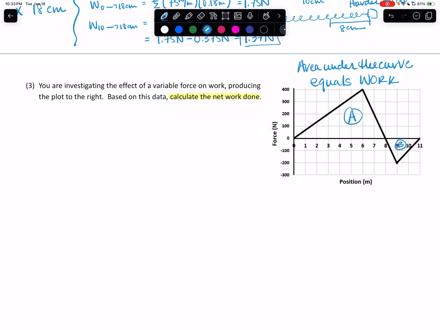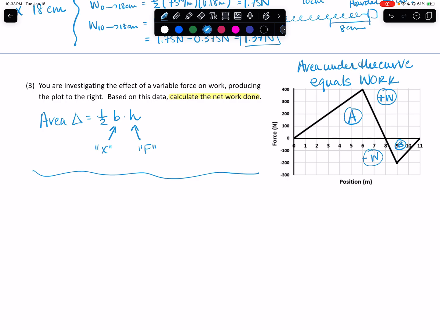All right, up here we're all positive force values, so this is going to be positive work, and down below we'll have negative force values. This will be negative work. All right, again, remember the area of a triangle is equal to 1/2 the base times the height. Okay, in this case, the base is our displacement value and the height is our force value. All right, so we're going to do it for triangle A first.